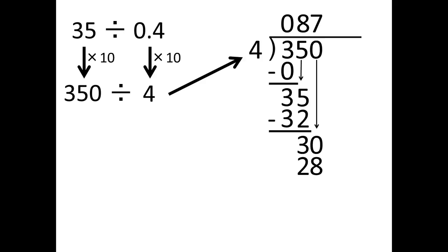Okay, then I subtract 28 from 30, and then I'm left with 2. Now, I don't really have any more numbers here when we look at the dividend. So there's no number right now that I can actually bring down to continue my long division process. So maybe one choice I have here is to just use this number 2 as a remainder.